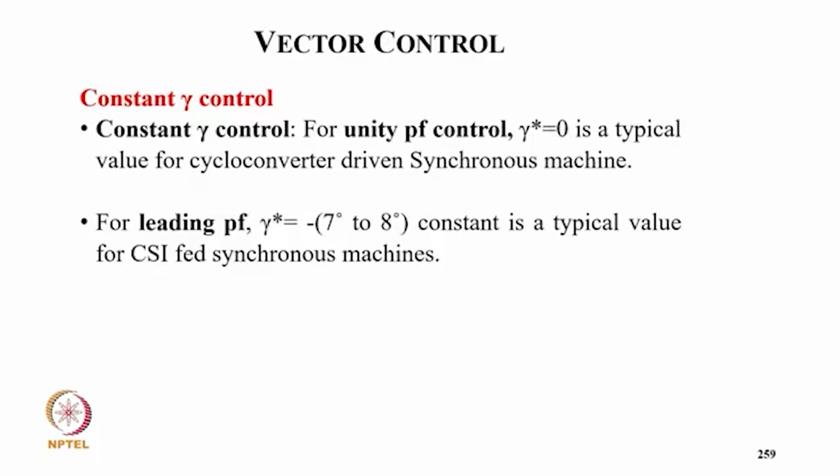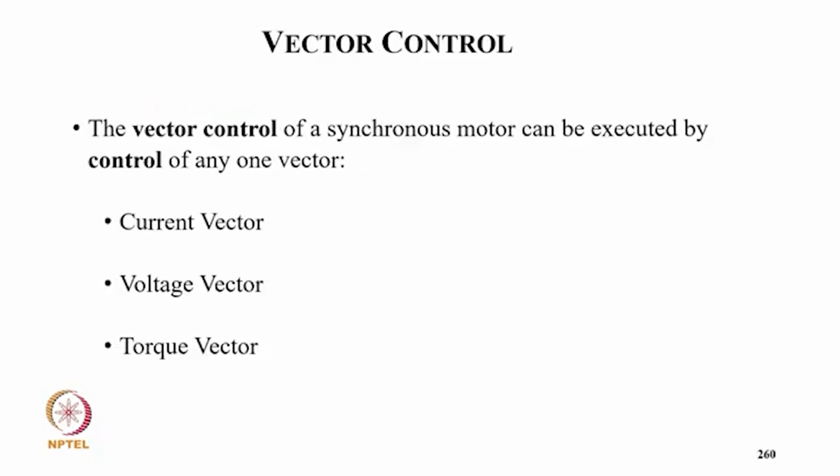And for constant gamma control with unity power factor, gamma star equal to 0 is a typical value for a cycloconverter-fed synchronous machine. For leading power factor, gamma star equal to minus 7 to 8 degrees is typical for a force-commutated current source inverter fed synchronous machine.